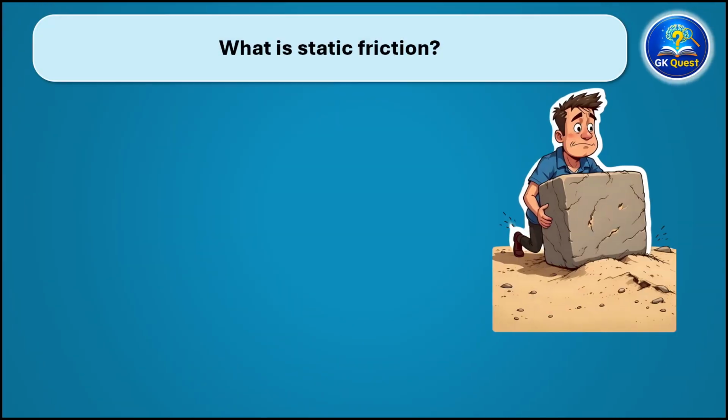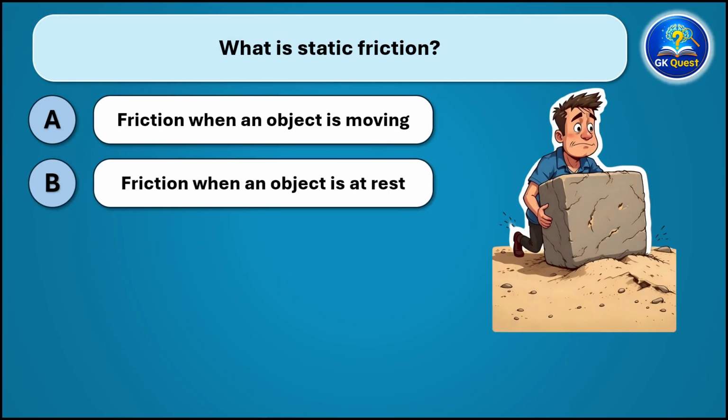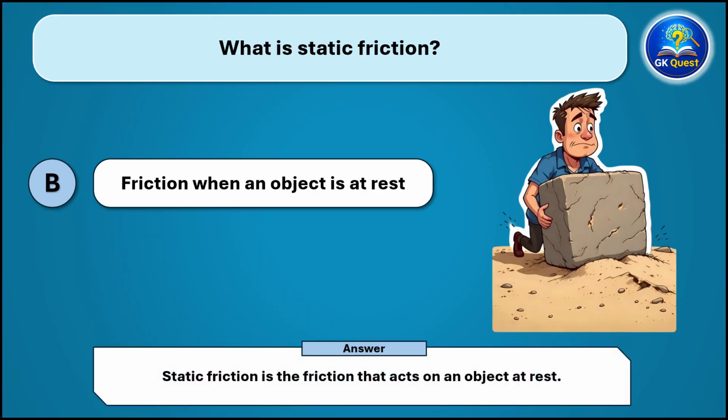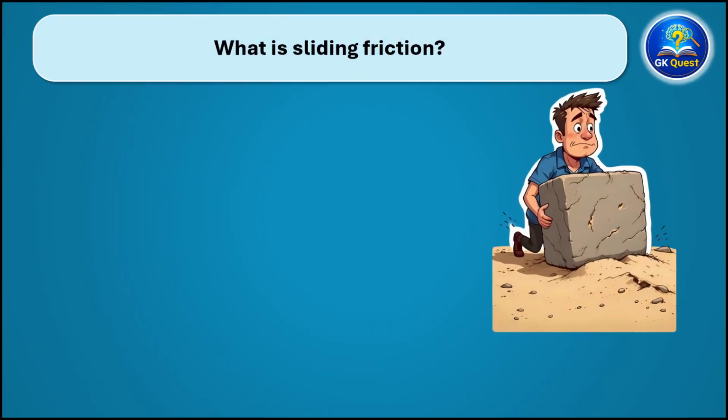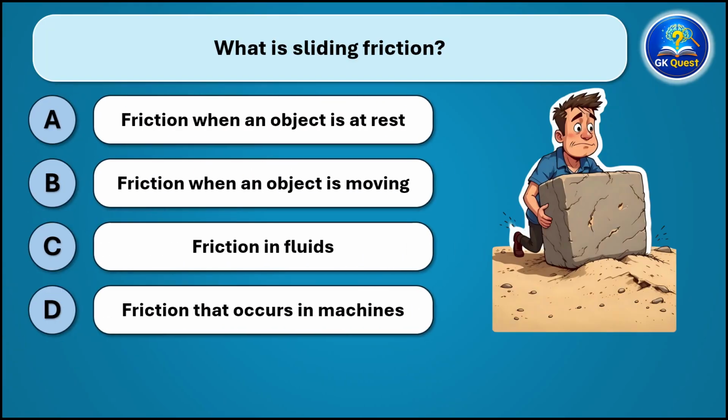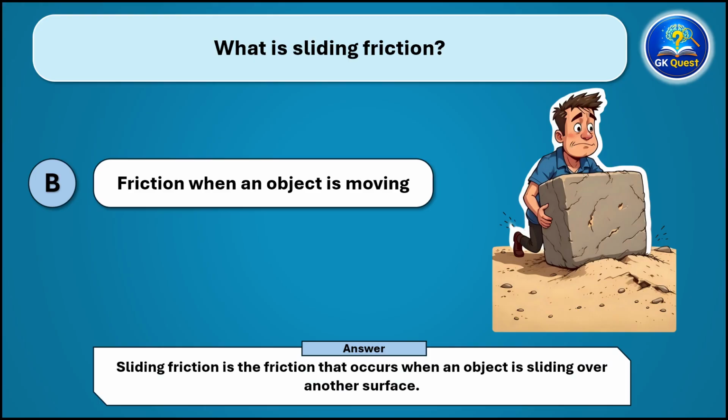What is static friction? And the correct answer is static friction is the friction that acts on an object at rest. What is sliding friction? And the correct answer is sliding friction is the friction that occurs when an object is sliding over another surface.